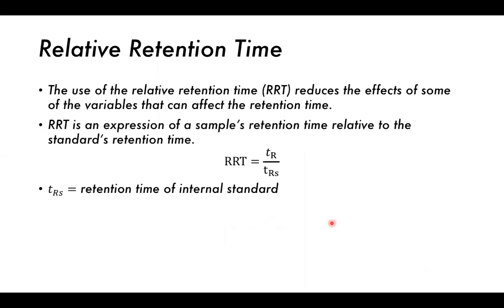So, relative retention time. The use of the relative retention time, RRT, reduces the effects of some of the variables that can affect the retention time. RRT is an expression of a sample's retention time relative to the standard retention time. So RRT is equal to TR, the total retention time, divided by TRS, the retention time of the internal standard. Sometimes we use an internal standard, whose interactions we know very well, so it's well established how long it might take to come out.